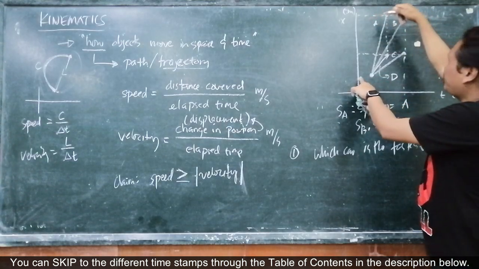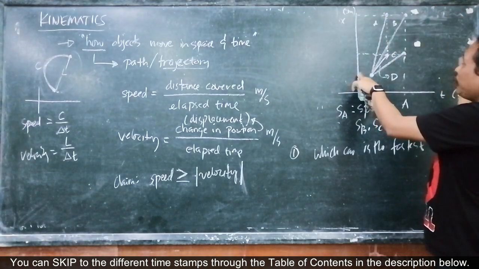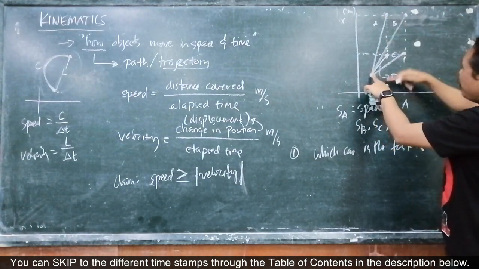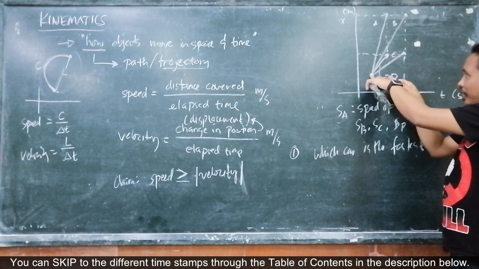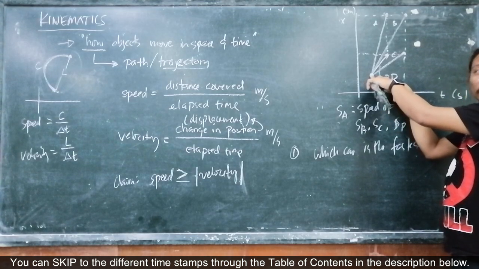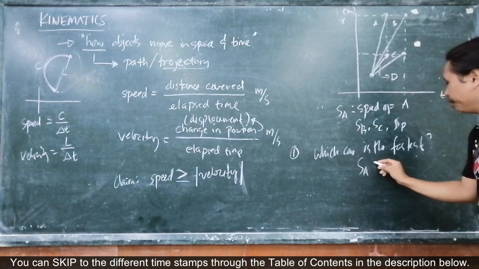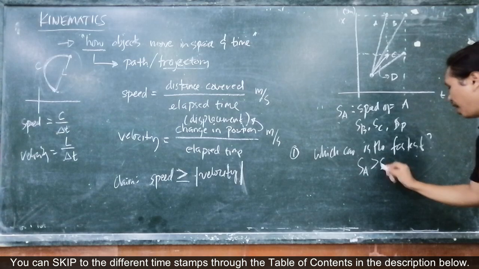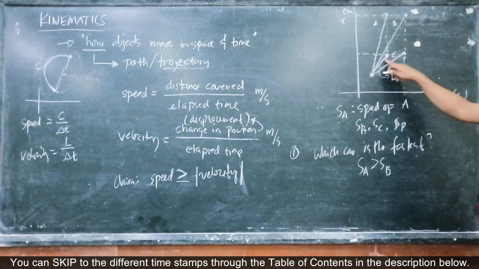They started here and they both ended here. So they have the same distance covered, but A has a what? A has a smaller elapsed time. So that means that SA is greater than SB. Right? So SA is greater than SB. How about D and C?